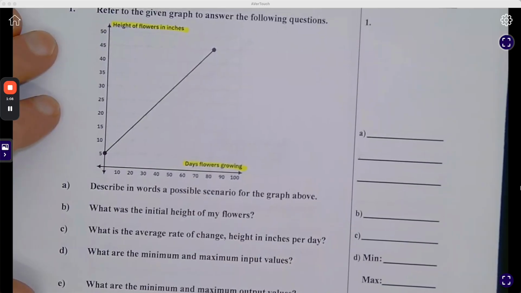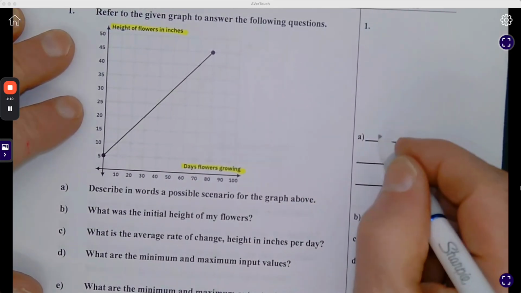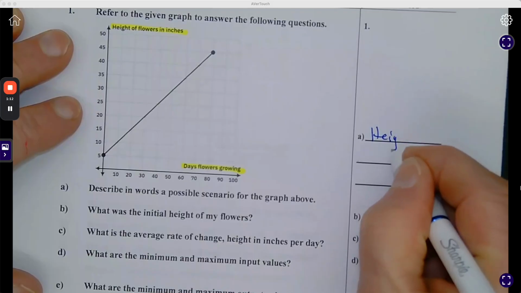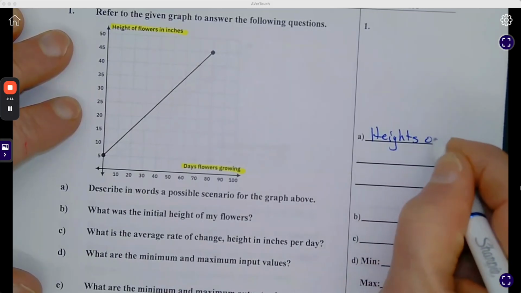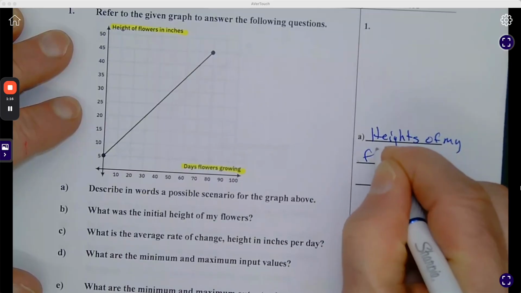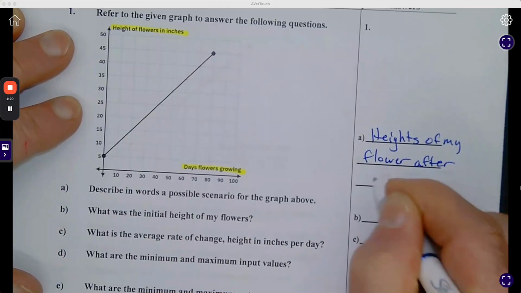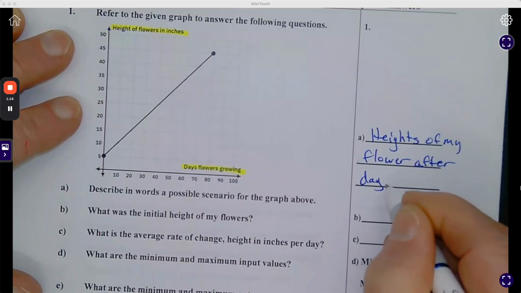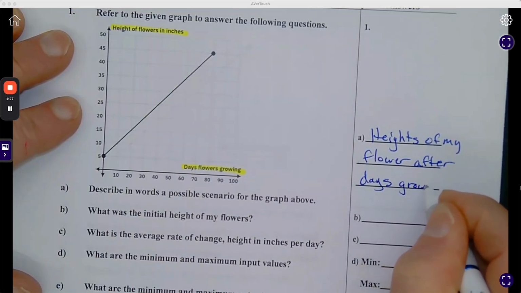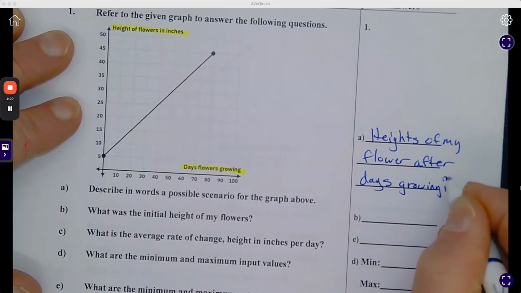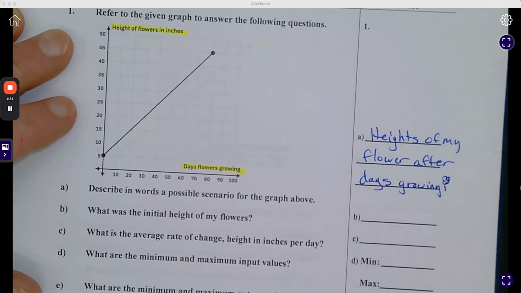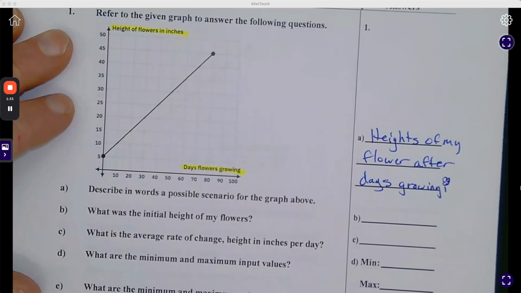Describe in words a possible scenario for the graphs above. Well, these are the heights of my flowers after days growing, right? That's it. I just used the X and Y axis to write that. Ooh, and then we're going to make a little flower. All right. Okay, what was the initial height of the flower?